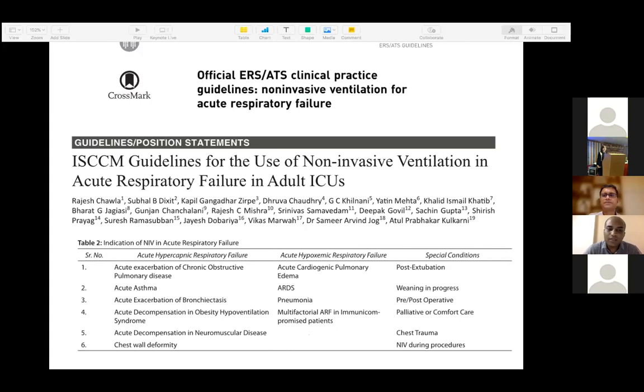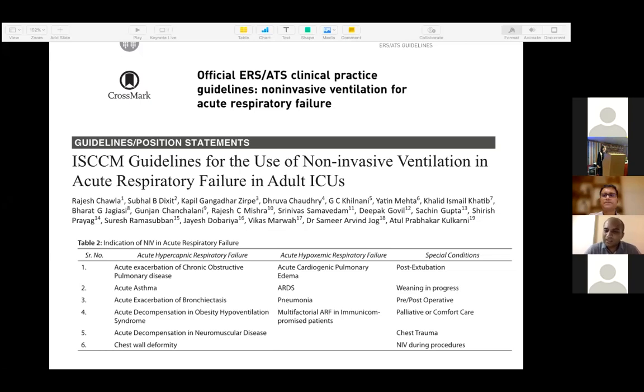If you look at the indications, it can be used for acute hypercapnic respiratory failure like acute exacerbation of COPD. The data for asthma is not very strong. It is also used for acute decompensation in obesity hypoventilation syndrome, or in patients who have hypercapnic failure because of neuromuscular disease. In hypoxic respiratory failure, except acute cardiogenic pulmonary edema, the evidence for NIV was not very strong till the pre-COVID era, though we have used it in ARDS and in pneumonia with mild hypoxic respiratory failure.